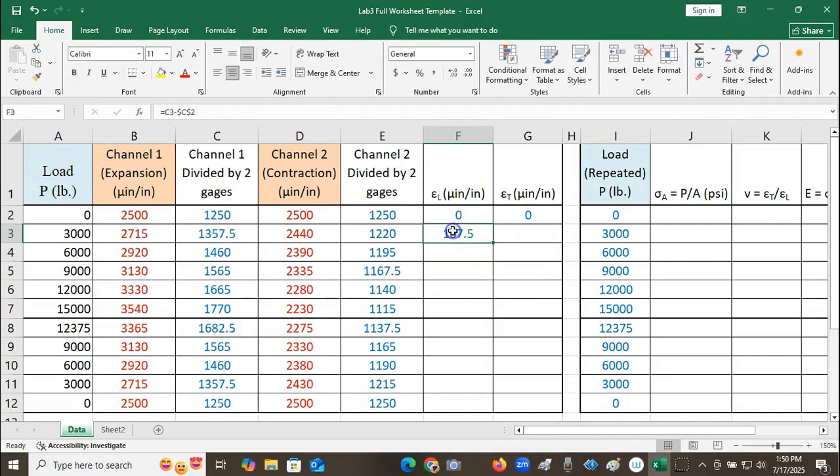Okay, so 107.5. What that is, is 1,357.5 minus 1,250. That's what this number is. And then similarly for the transverse direction. This is equal to the strain from channel 2 as measured by the strain indicator, or at least half of that. That's cell E3. So E3 minus what the initial reading was, so that'll be E2 like this. And when I copy this formula, I'm going to have to keep referring back to E2, so I'll put dollar signs around this.